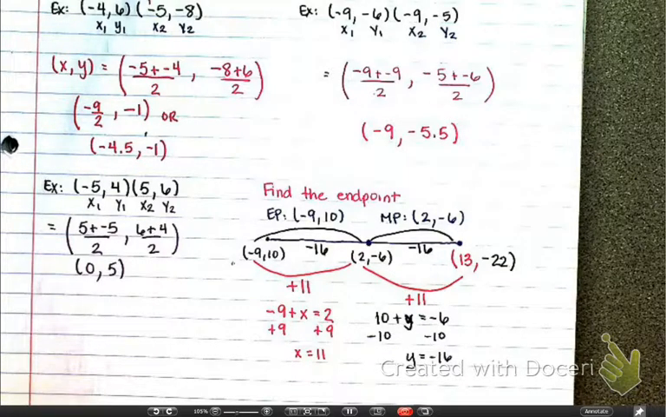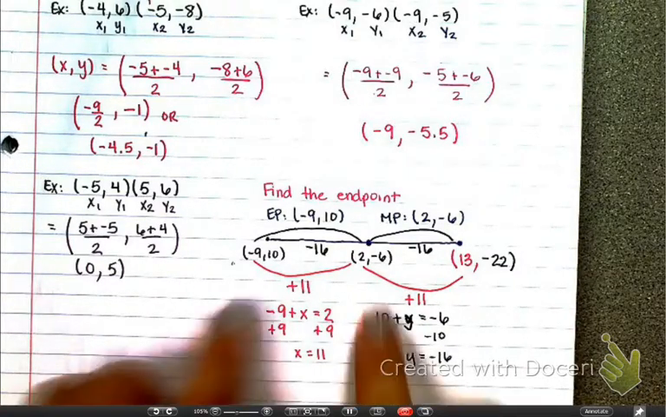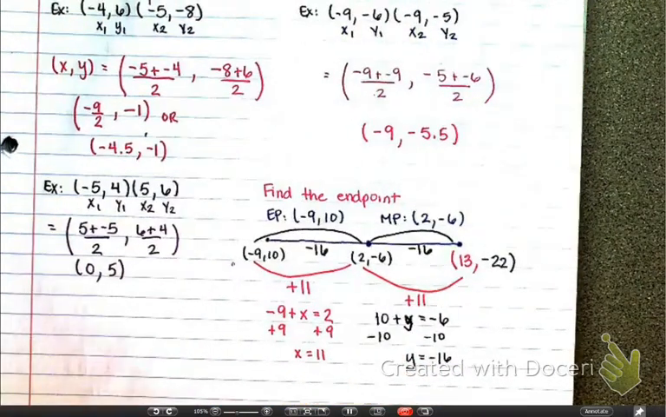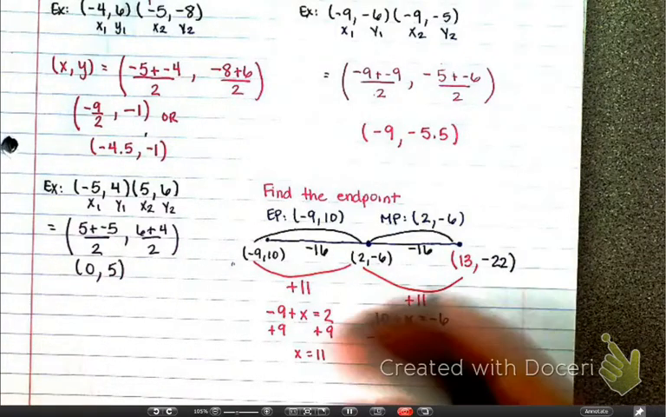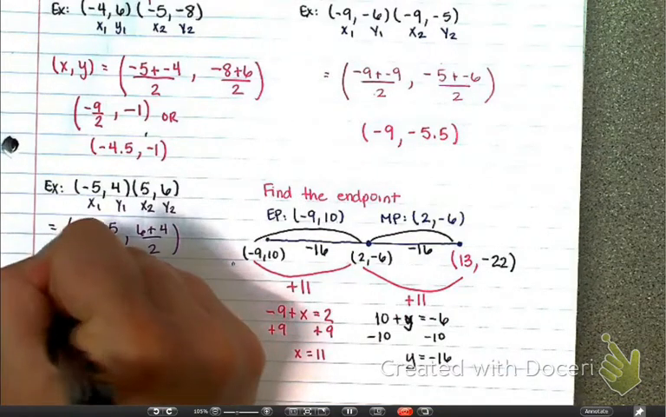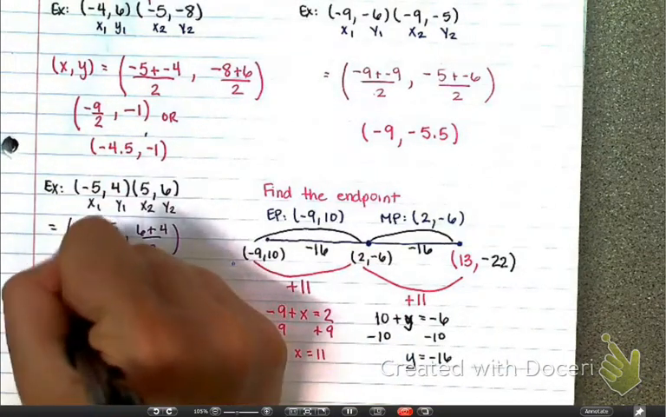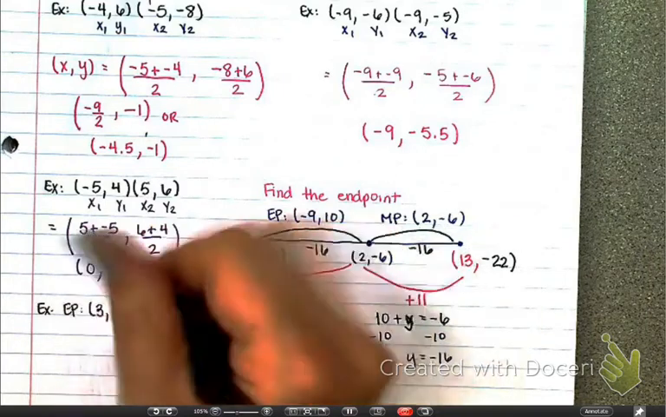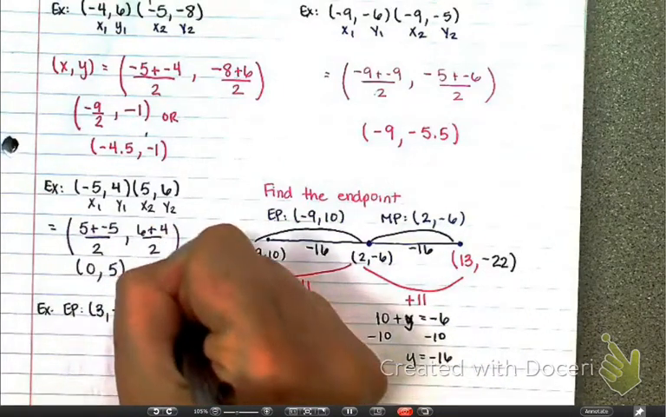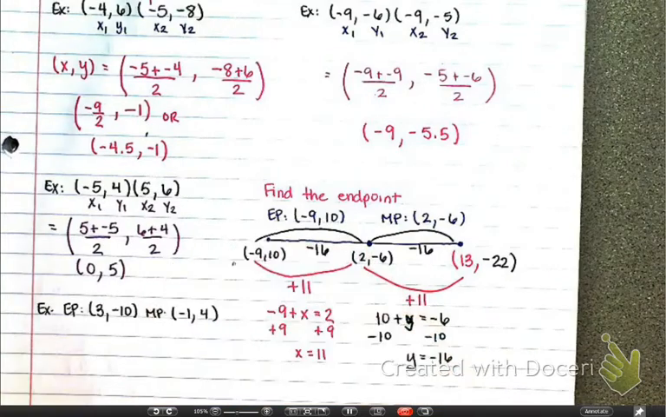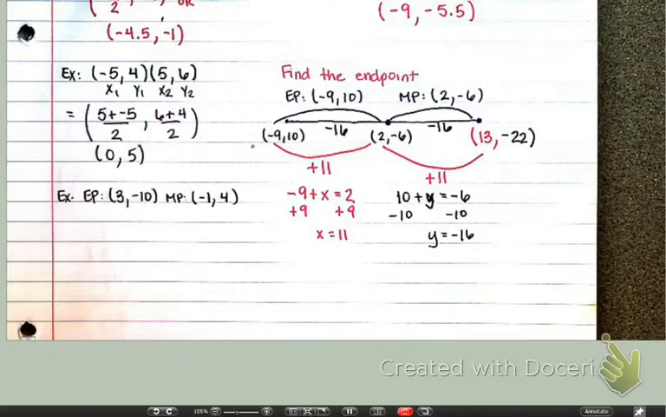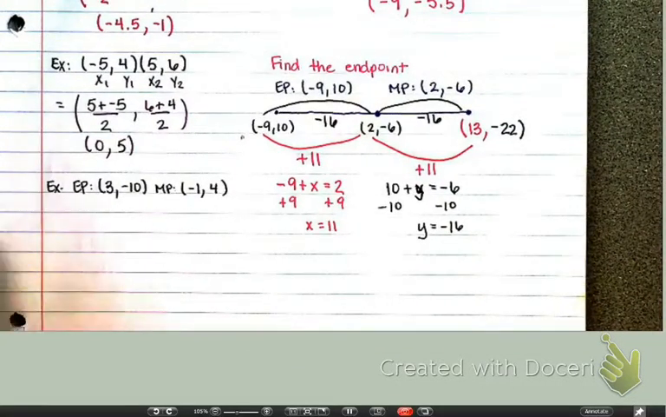So here's my suggestion to you. If you cannot see how many units you're moving just by looking at it, then write it down. Whatever you start with plus something is going to equal the new thing. Okay? So let's look at the points. My endpoint is going to be 3, -10, and my midpoint is going to be -1, 4. I also think it's easier to draw in the segment than to just try to figure it out, but if you don't need to draw the segment, then don't. Okay, you do you.